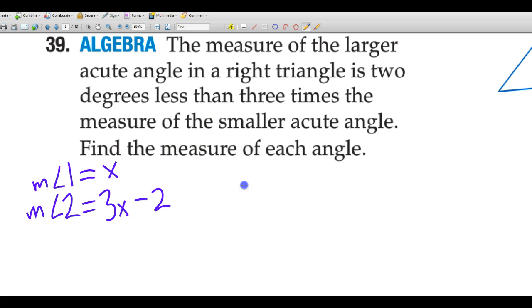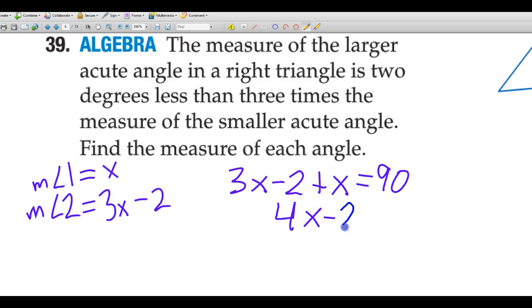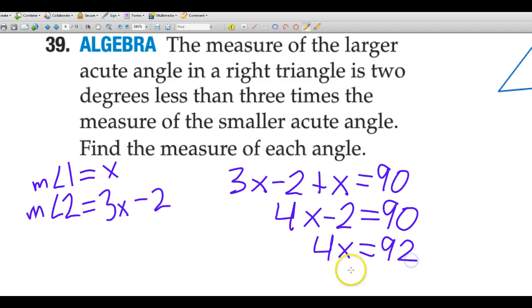So our two angles, 3x minus 2 and x, are complementary, so they add up to 90. So combine your like terms, you would get 4x minus 2 equals 90. So we add 2 to both sides, and we divide by 4.